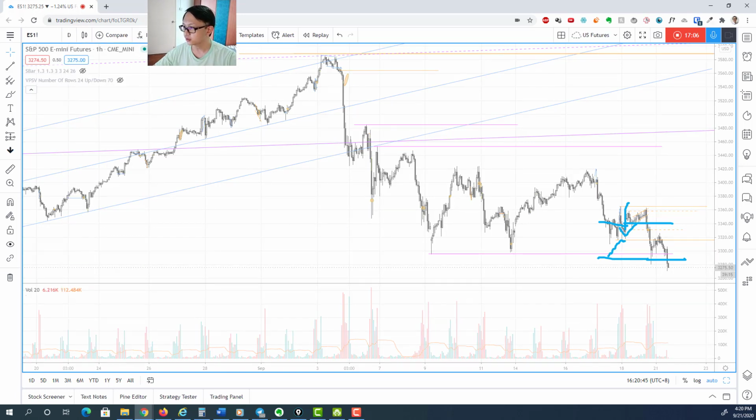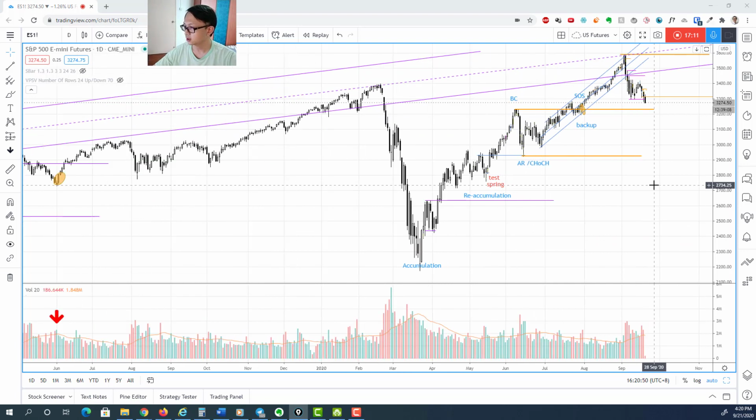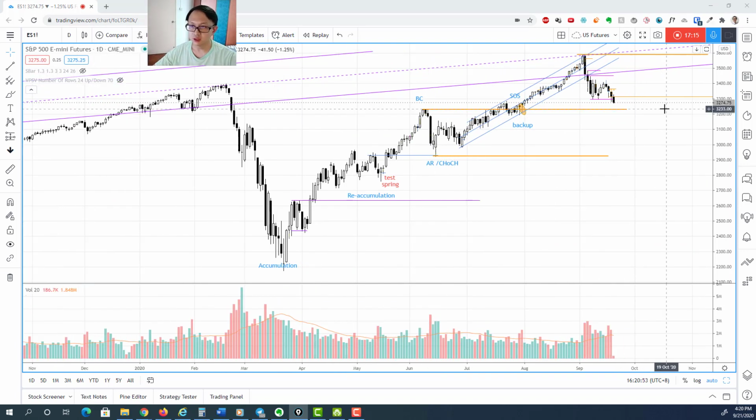Let me quickly show you again. Okay, so the immediate support level will be around 32.30. So that will be my trading plan for the session later.